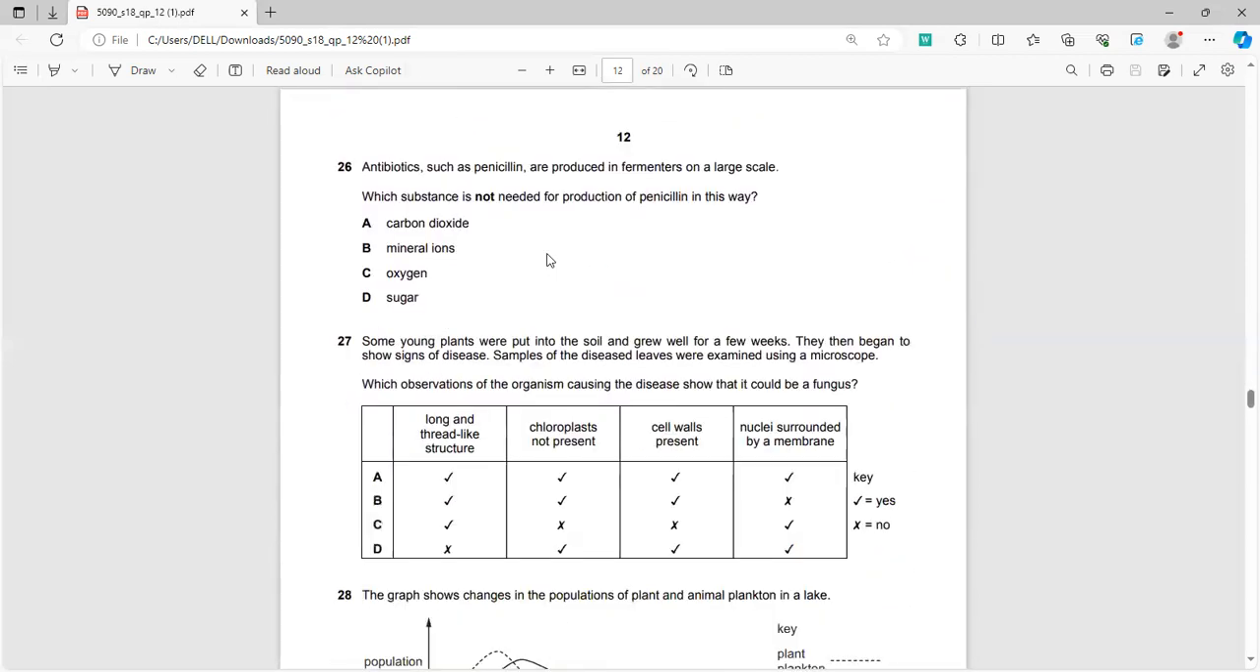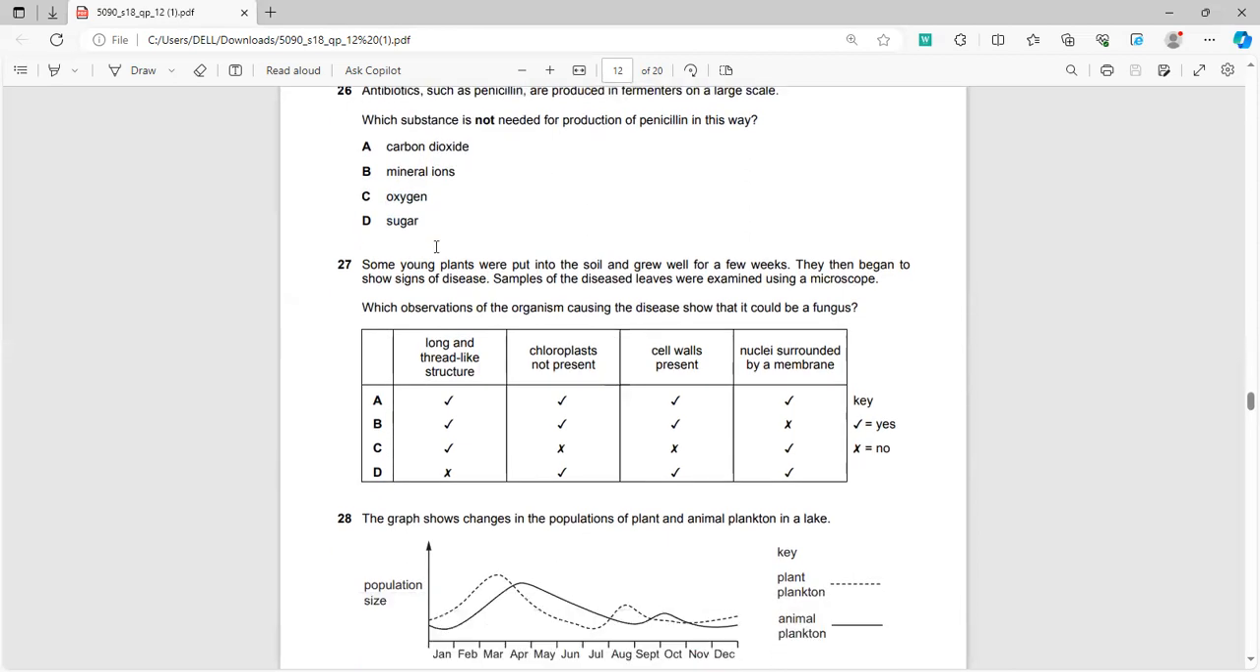Is the answer. Question number 26. Which substance is not needed for production of penicillin in this way? We all know that in modern times, penicillin is made in fermenters. So CO2, mineral ions, oxygen, and sugar. To make penicillin, we require the basic gases, oxygen, carbon dioxide, and sugar. However, we don't need mineral ions.